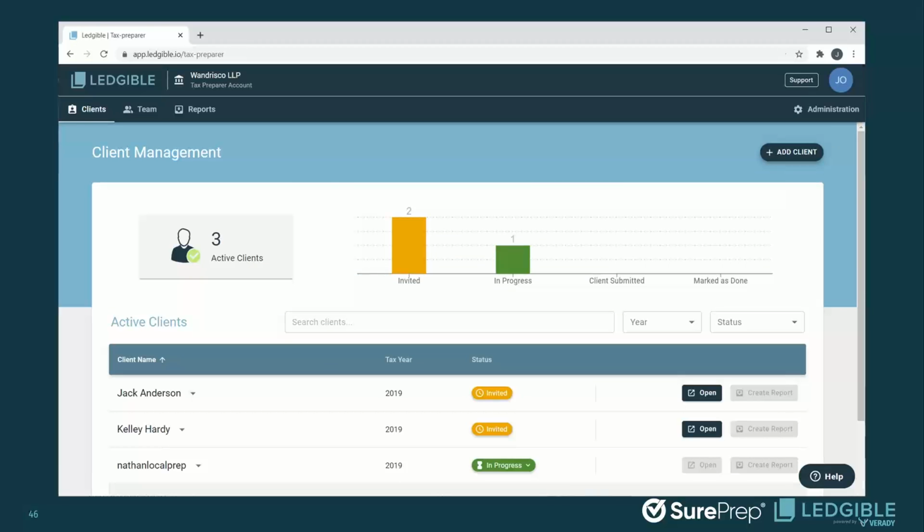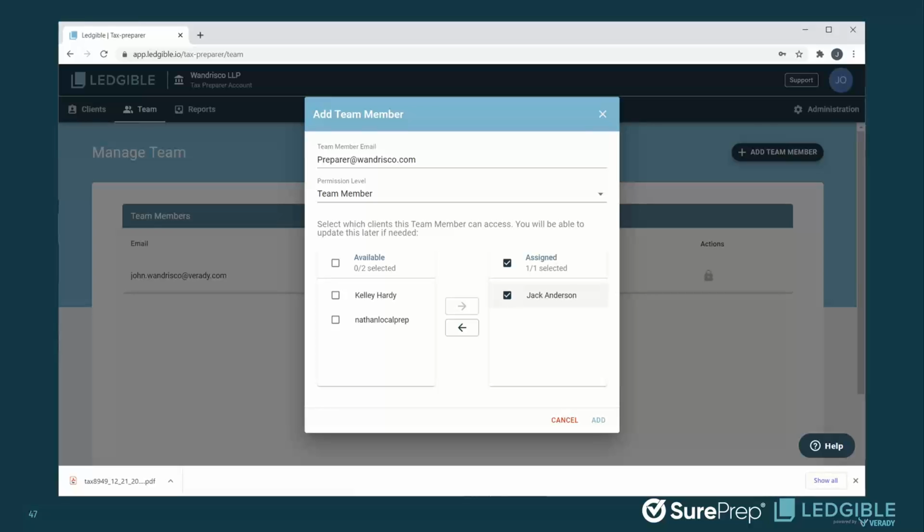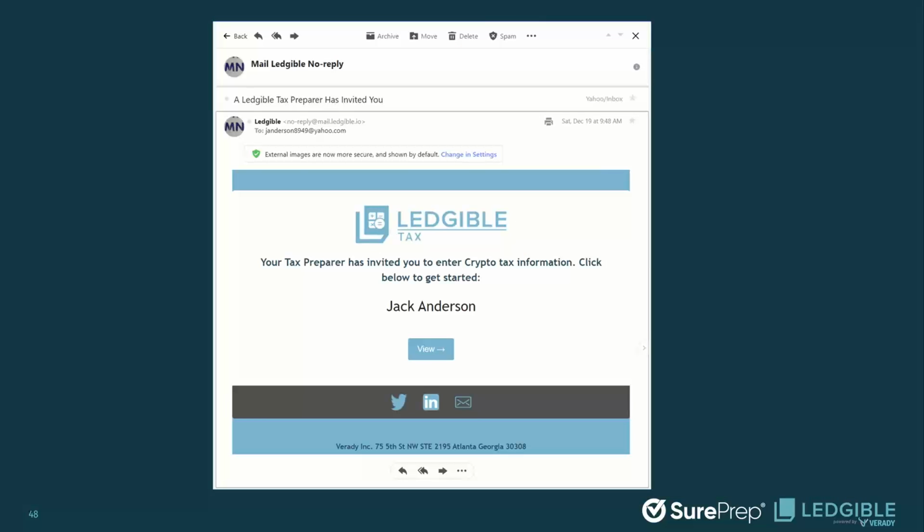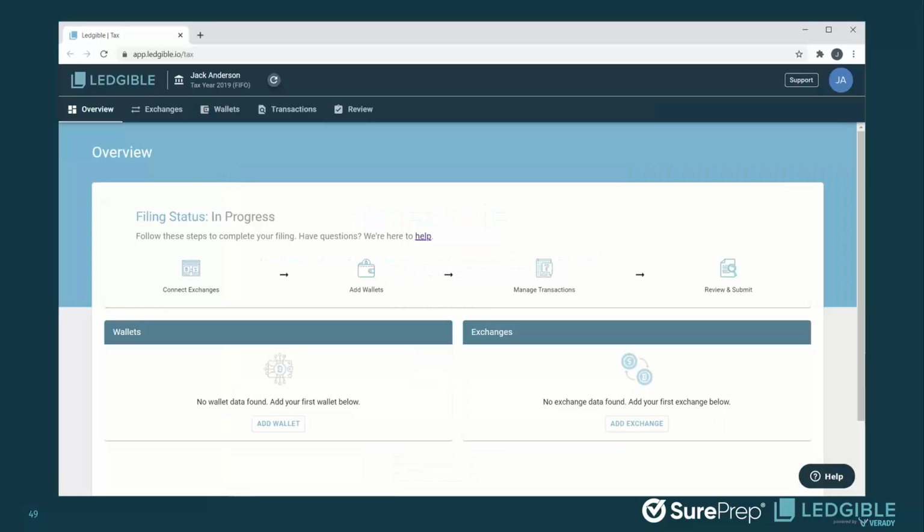Now, I also wanted to show the team management piece because Jack is really one of our high net worth clients, and so we want to be able to control and just have Pam the preparer work on his account and nobody else have access to it or be able to see it. Now, I'm stepping into Jack's shoes, and as Jack, I've received an email inviting me to go ahead and create my Ledgible account. Pam gave me a heads up that this was going to help me automate my crypto and make it easier for me. Once I create my account, the system walks you through the process of getting everything set up and going.